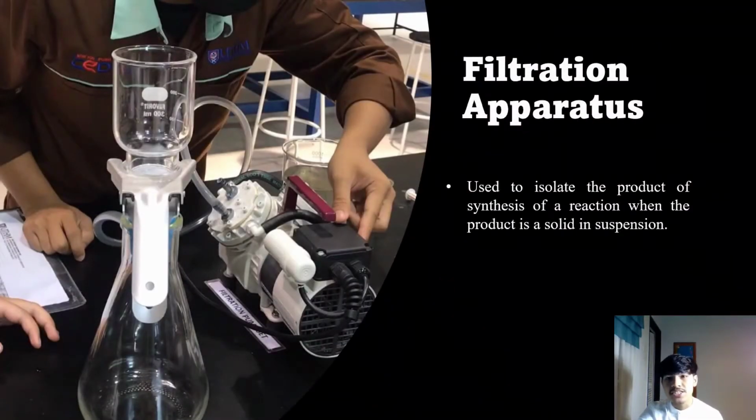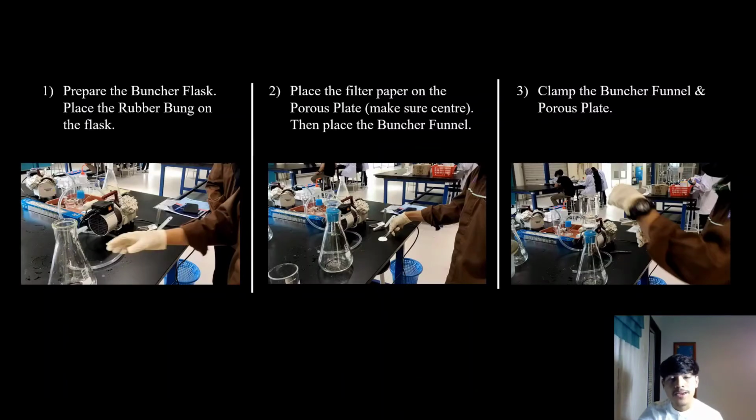Next, the filtration apparatus. The function of the filtration apparatus is to isolate the product of synthesis of a reaction when the product is a solid in suspension. The first step is to prepare the Buchner flask. Place the rubber band on the flask.